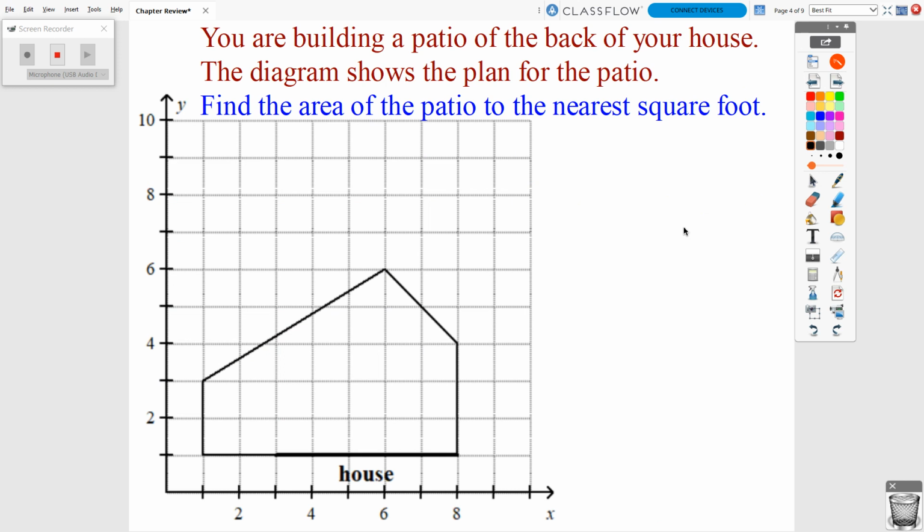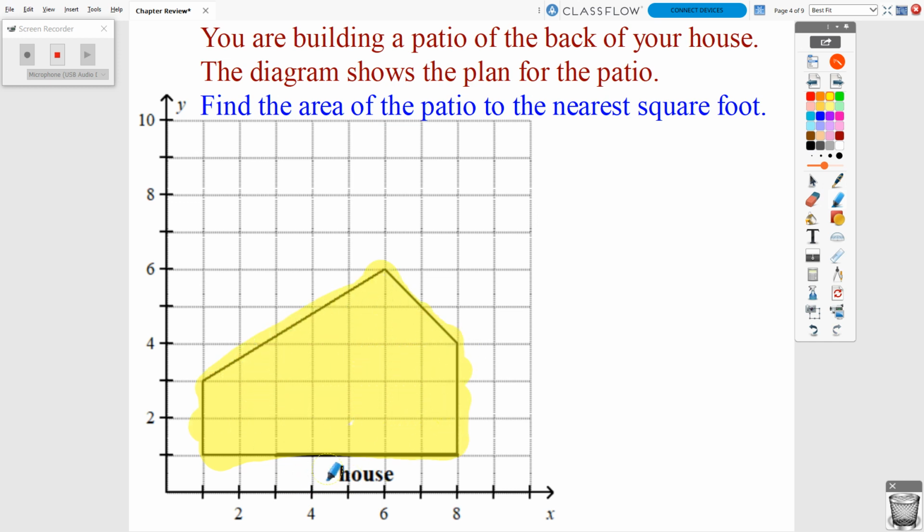All right, next question. You are building a patio on the back of your house. The diagram shows the plan for the patio. Find the area of the patio to the nearest square foot. So this thing right here, that is the patio.